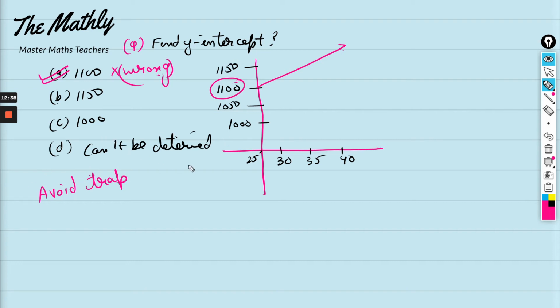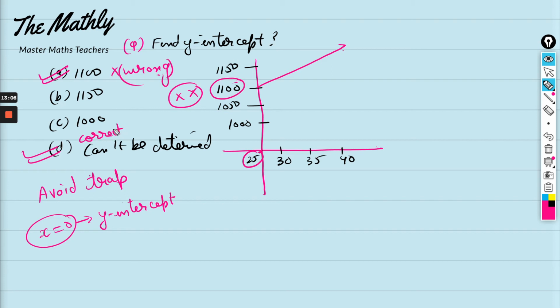Now what the trap is over here, we have discussed very clearly. What is a y-intercept? How do we find it? When x equals 0, we get the y-intercept. You remember? Right? Over here, we are not given x equals 0, where this value x is 25. So this is not a y-intercept. So please be very careful. The correct option is this one. You have to be very careful. Avoid these kinds of traps in your exam.